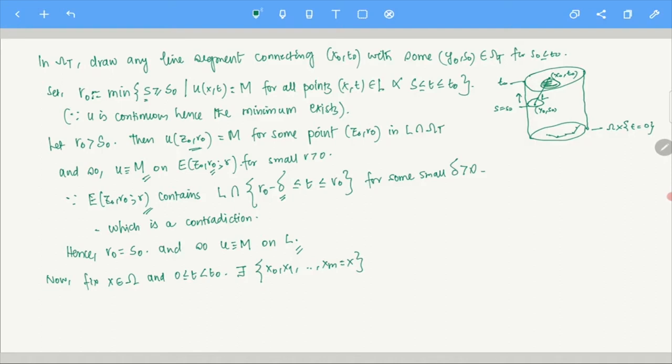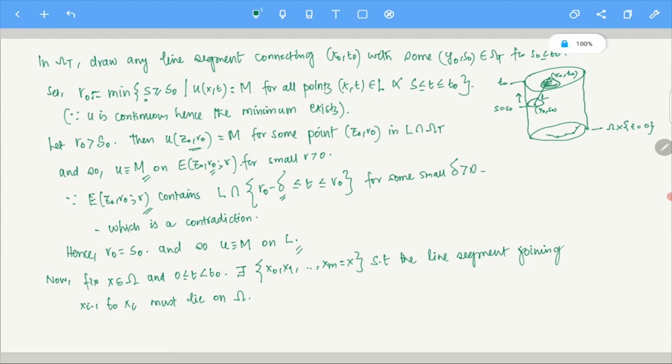So let's write it like this, such that the line joining x_{i-1} to x_i must lie on omega, clear? That can be done because it is a non-empty, open and relatively closed set, and of course the set is connected, so we can do all that.